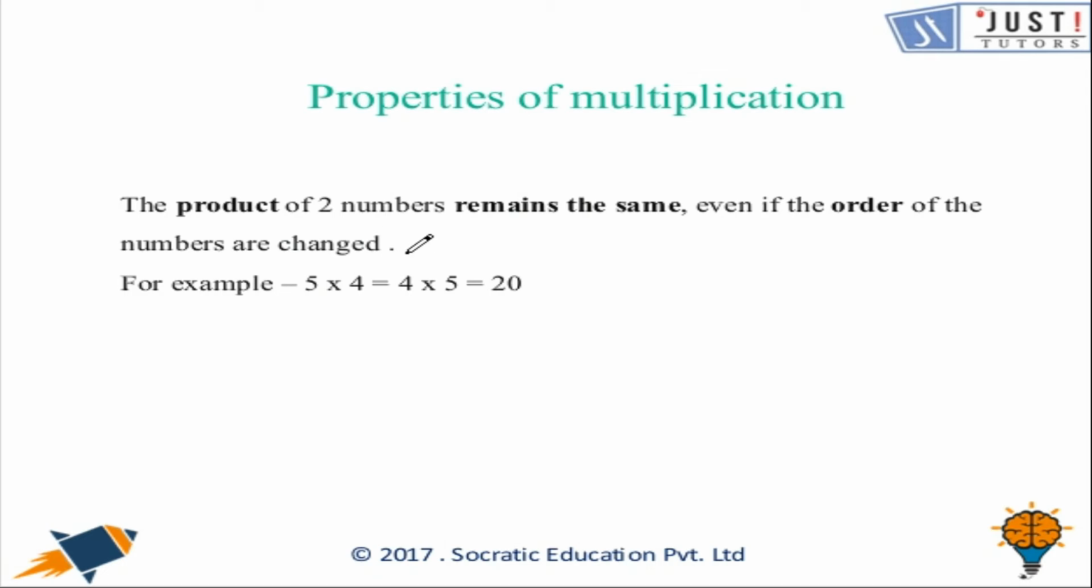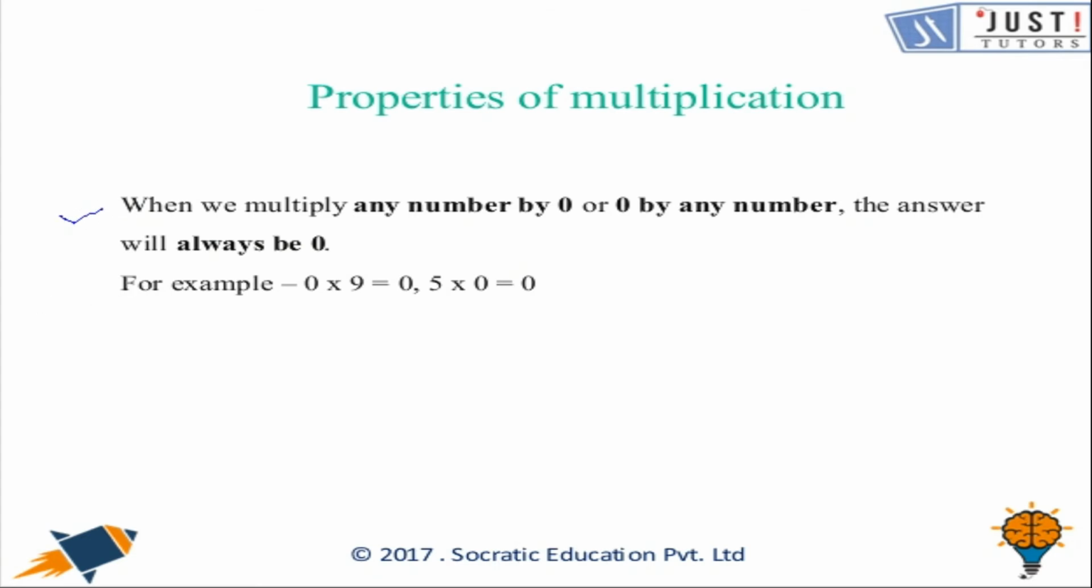Now there is one more property of multiplication, which is the product of two numbers remains the same even if the order of the numbers is changed. We have discussed it previously, so here it is repeated once again. So you can see that 5 times 4 is the same as 4 times 5, and the answer in both the cases will be 20.